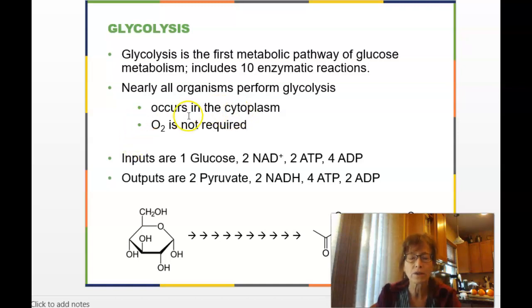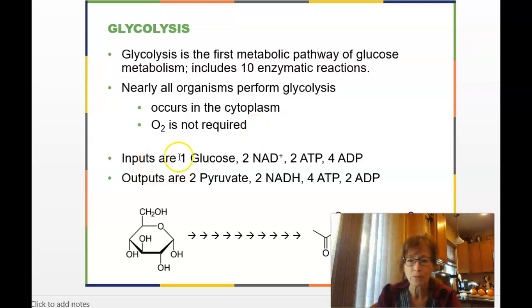So we know that almost all organisms perform glycolysis. This is a super important process in the metabolism of all organisms. From the evolutionary standpoint, we'd say that this process is conserved, meaning that it occurs in all different organisms, from the very simple up through us. It's going to happen in the cytoplasm. That's important. And in this first part of cellular respiration, oxygen is not required.